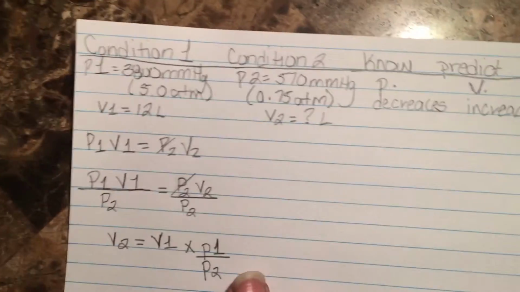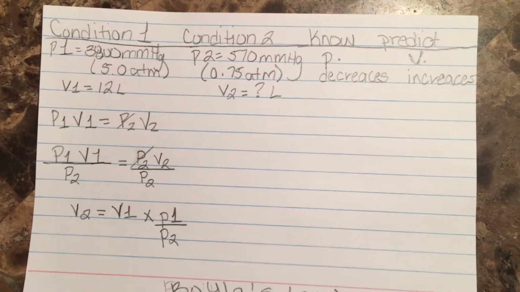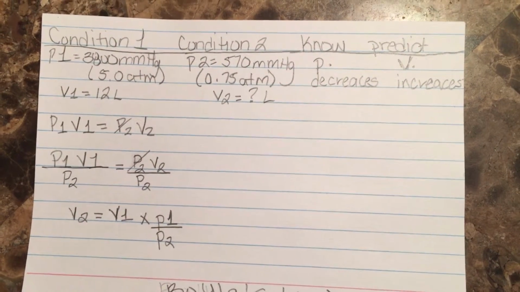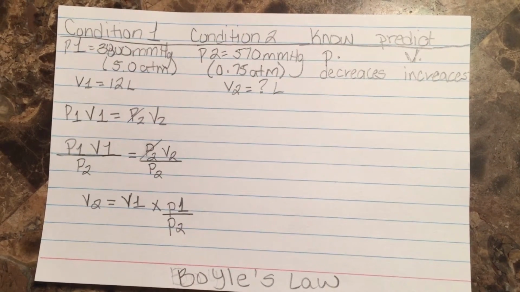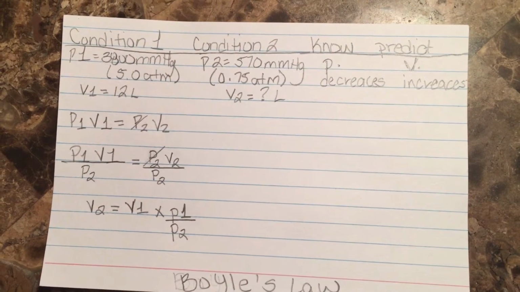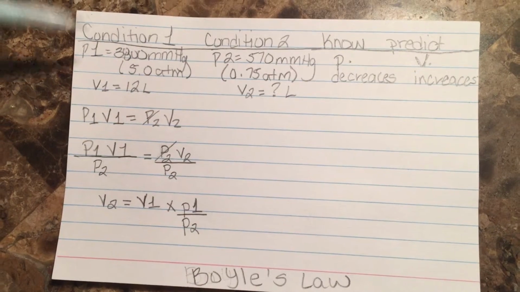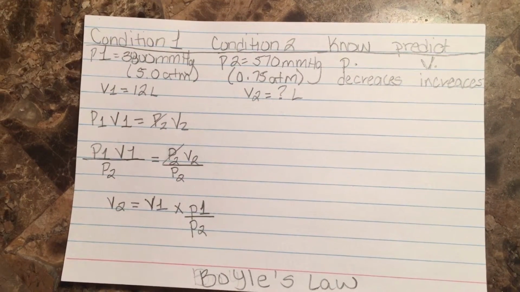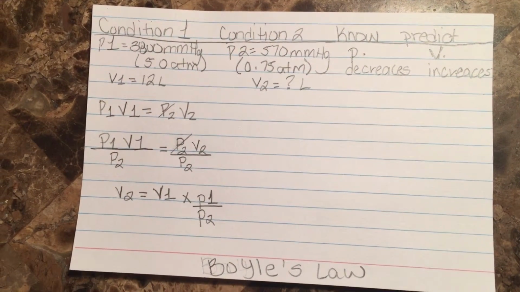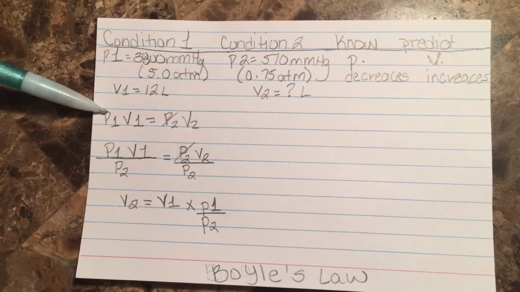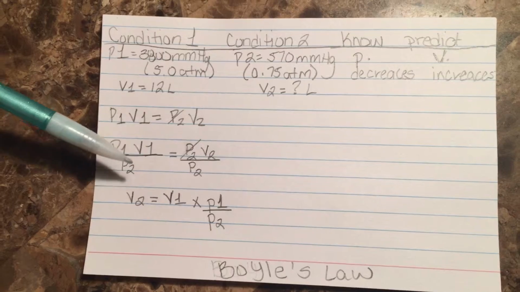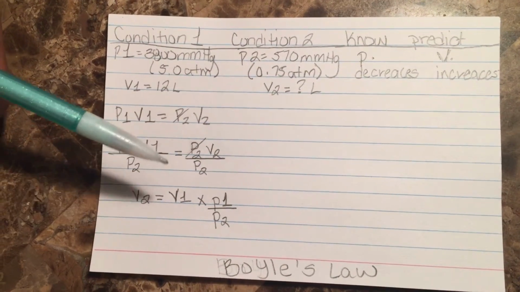Our given variables: P1 equals 3,800 millimeters of mercury, and P2 equals 570 millimeters of mercury. We have converted both of these to atm. V1 equals 12 liters, so we must find V2. We rearrange our equation so that we get V2 equals V1 times P1 over P2.